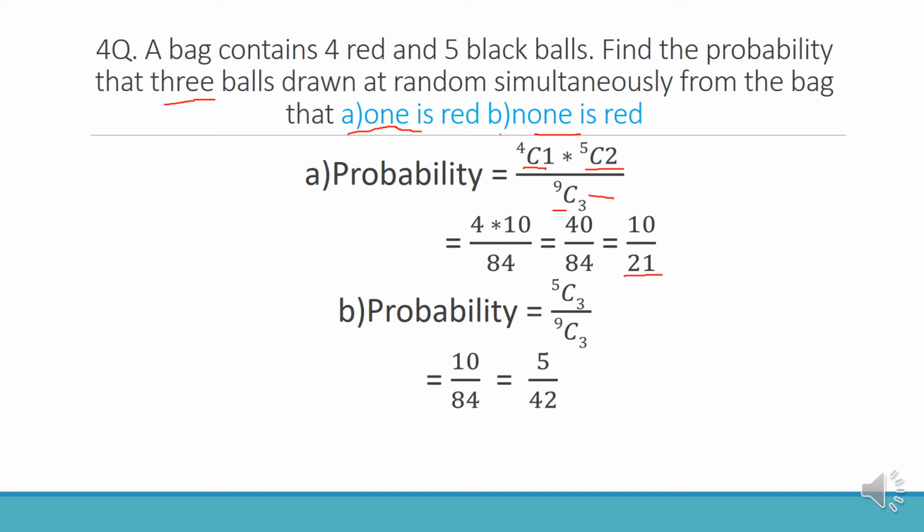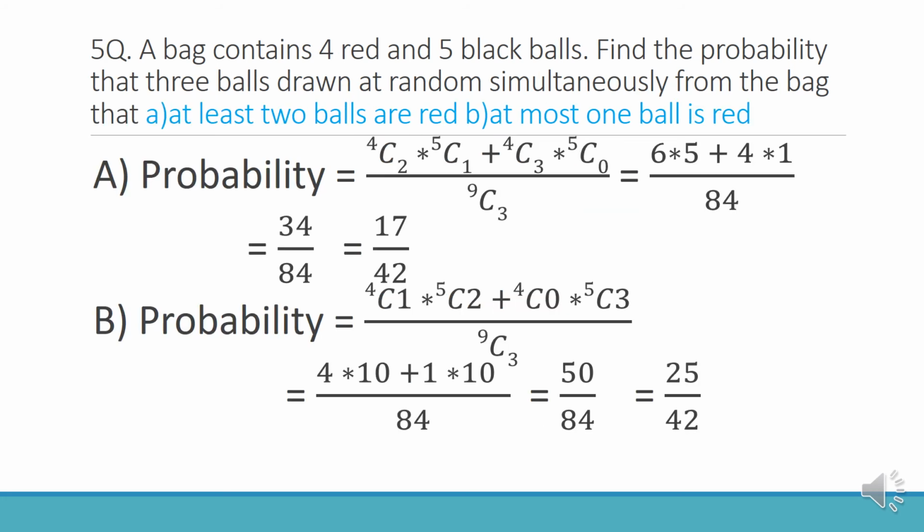Second question B, none is red. None is red means all should be from the black. So taking 3 balls from the 5 black balls is 5C3 divided by the total possible outcomes, 9C3. So the probability is 10 by 84, that is equal to 5 by 42.